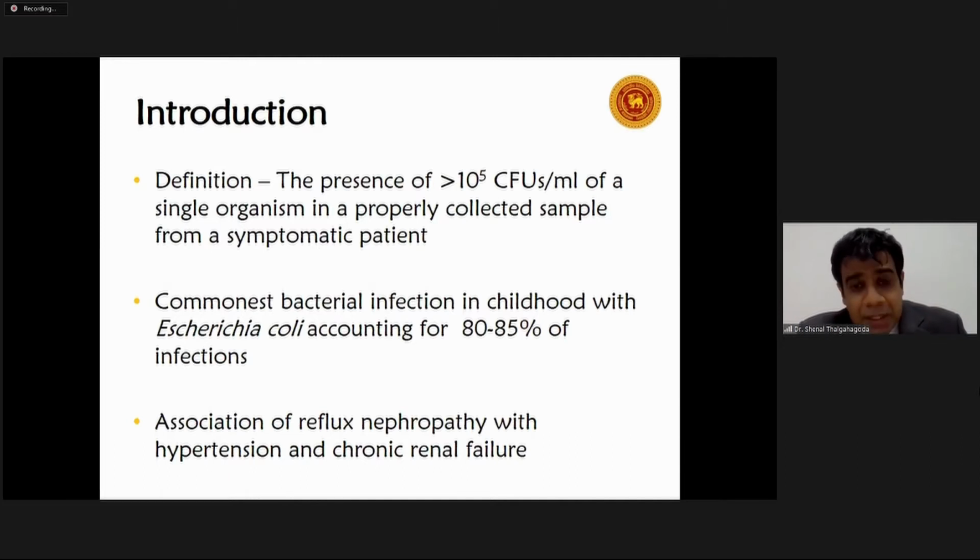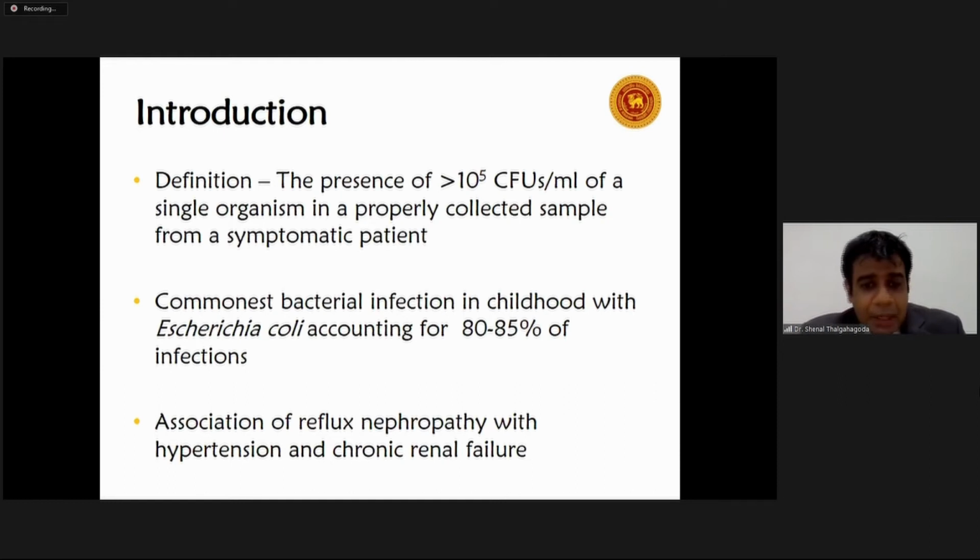The patient should be symptomatic. It should be properly collected samples, so bag samples and delayed samples are not valid. It should be a single organism, so mixed growths are not valid. And if it is a clean catch sample, there should be more than 10 to the power of 5 colony-forming units. So all the terms in the definition are important.